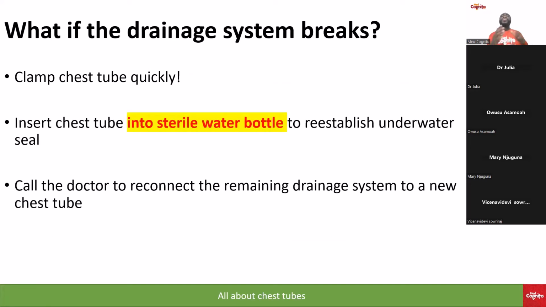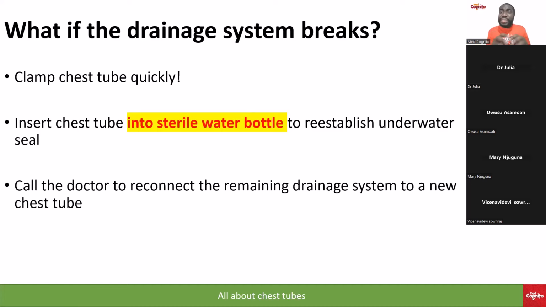Now, what if the drainage system of the chest tube breaks? What would you do? If the drainage system breaks, quickly clamp the chest tube and then insert the tube into a sterile water bottle to reestablish the underwater seal. Remember the three components of the chest tube? We said the collection chamber, the water seal, and then the suction, right?